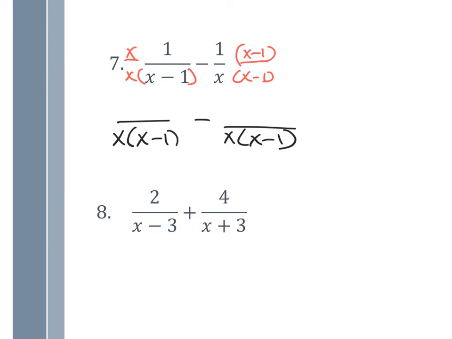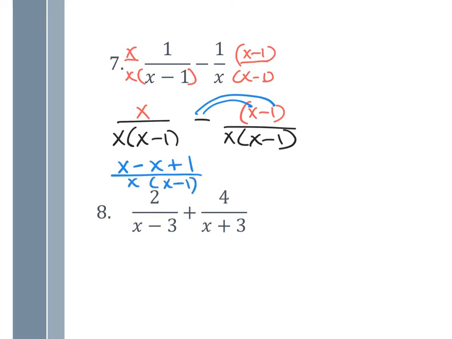So the first fraction, the numerator becomes x. The second fraction, it becomes x minus 1. Again, remember, when you have subtraction problems, this subtraction sign needs to distribute to all the terms in that numerator. So this problem becomes x minus x plus 1 over x times x minus 1.